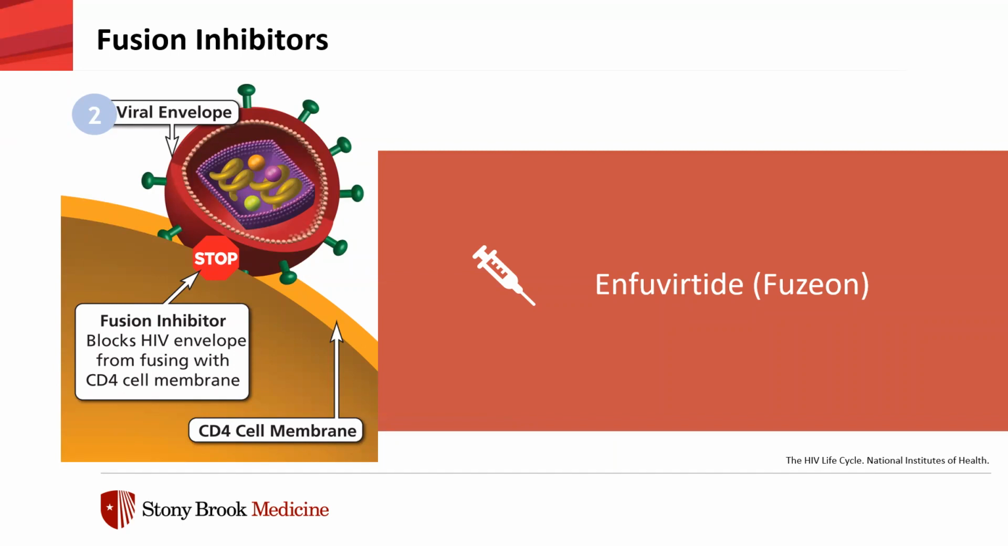Fuzeon is not considered a first-line regimen for various reasons. For starters, it's available as a reconstitution powder that needs to be administered twice daily subcutaneously by the patients themselves. It's associated with an increased risk of some injection site reactions, and it has only been associated and studied in patients with virological failure.